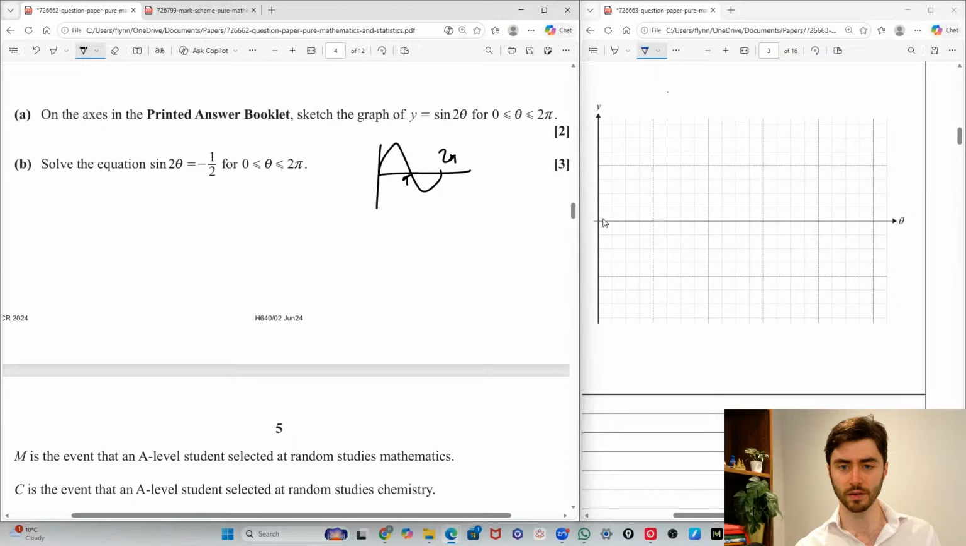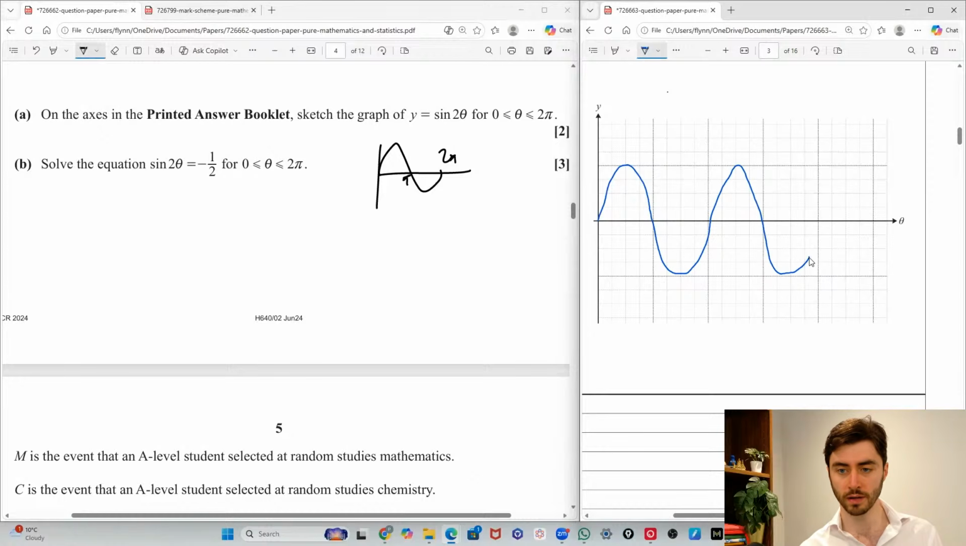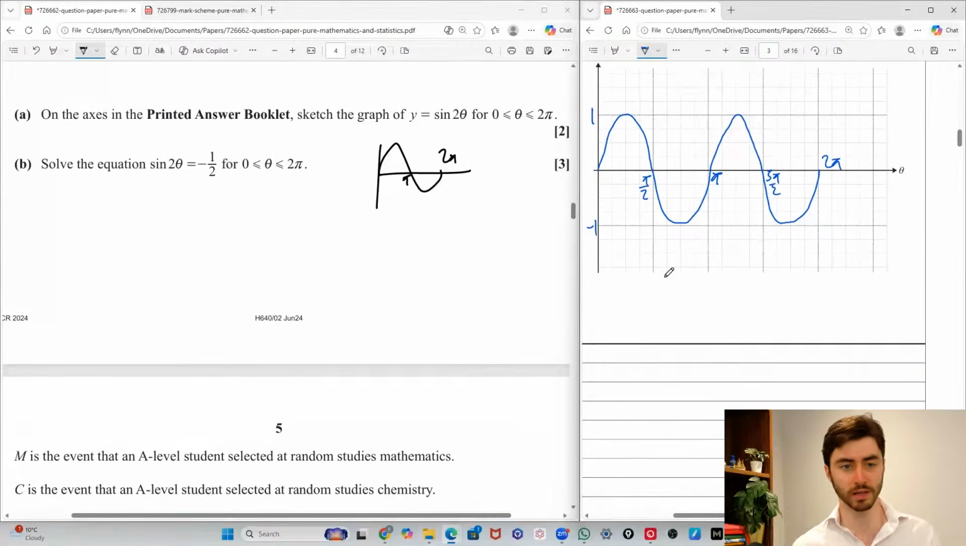So what's going to happen here instead is it's going to go up to 1, down to 0, down to -1, and then to 0, to 1, to 0, to -1, to 0, where that would be at pi over 2. That would be at pi. That would be at 3 pi over 2. That would be at 2 pi. That would be 1. That would be -1. Great. And I won't bother putting in all of the max and min turning points.